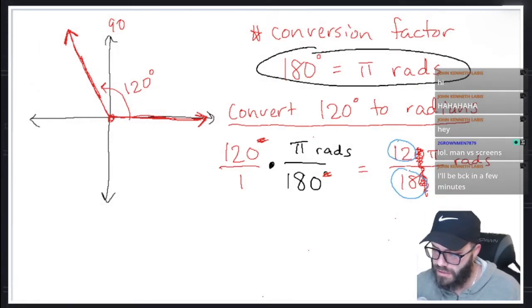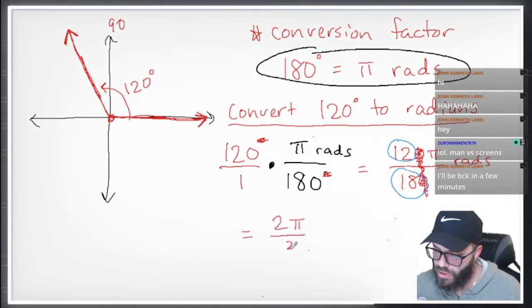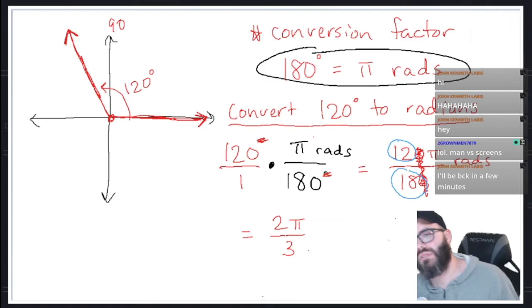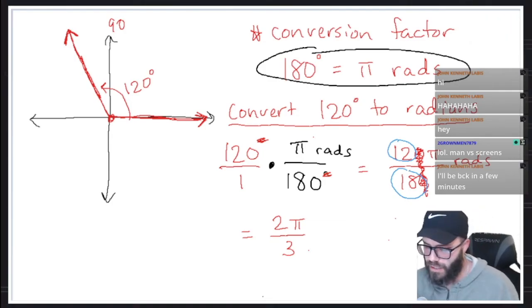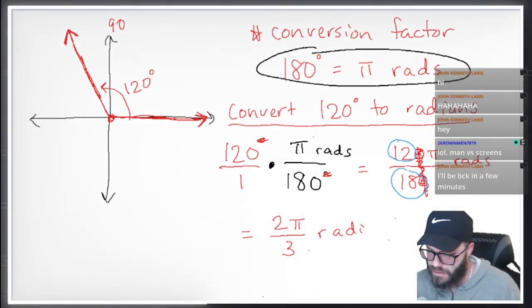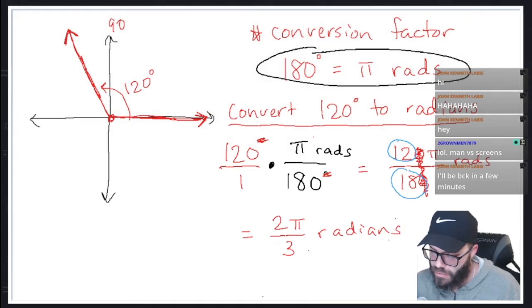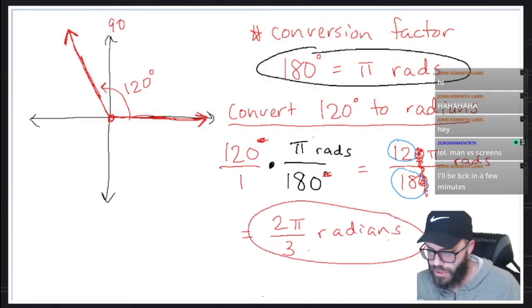You'll get 2 pi over 3, which is that measurement that I'm talking about. So 2 pi over 3 radians is equal to 120 degrees.